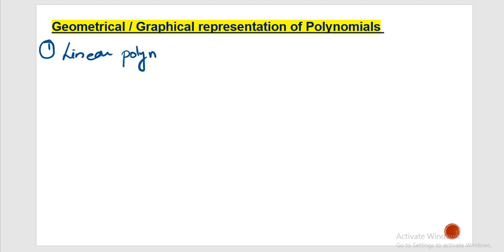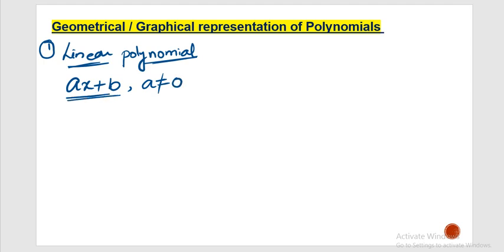So how to represent a linear polynomial geometrically or graphically. First of all, what is a linear polynomial? Already you know what a linear polynomial is. A linear polynomial is nothing but of the form ax plus b, where a is not equal to 0. This is the general form of a linear polynomial. In this the variable is x and the power of x is 1.